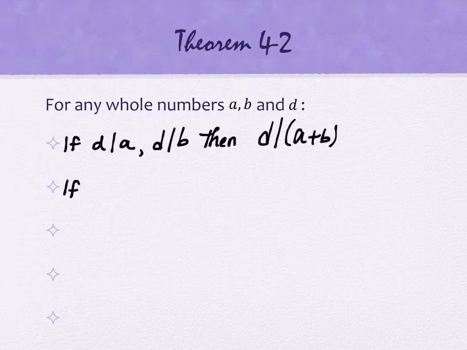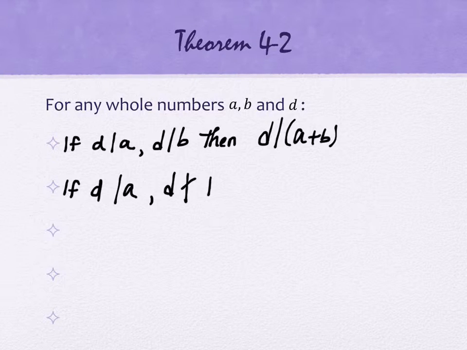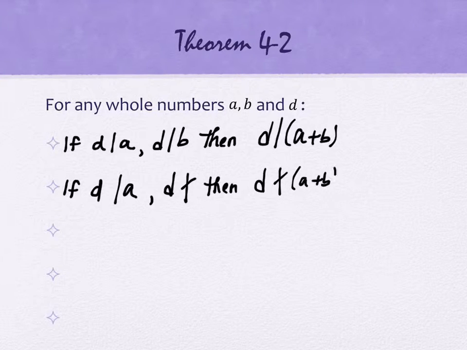Second one, if D divides A and D does not divide B, then D does not divide A plus B. The division symbol with the bar in the middle of it like that means does not divide. Is that if D doesn't divide B? Thank you. Yes, I left that out. Now it looks like DTB. Let me try that again.